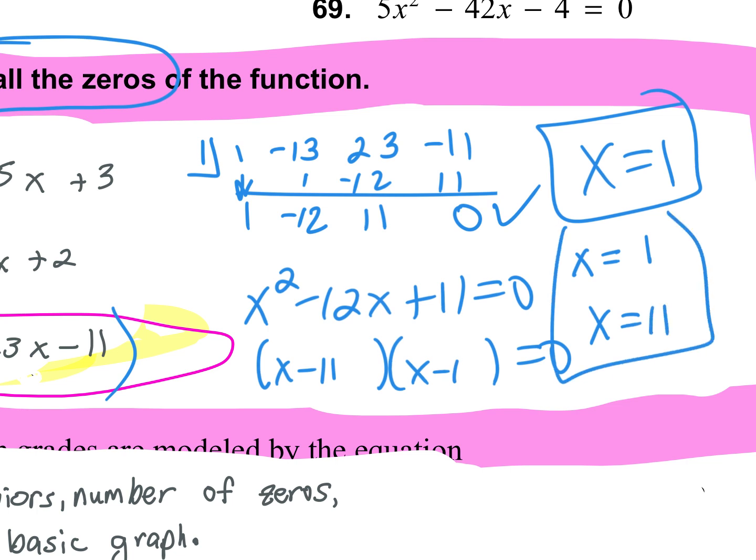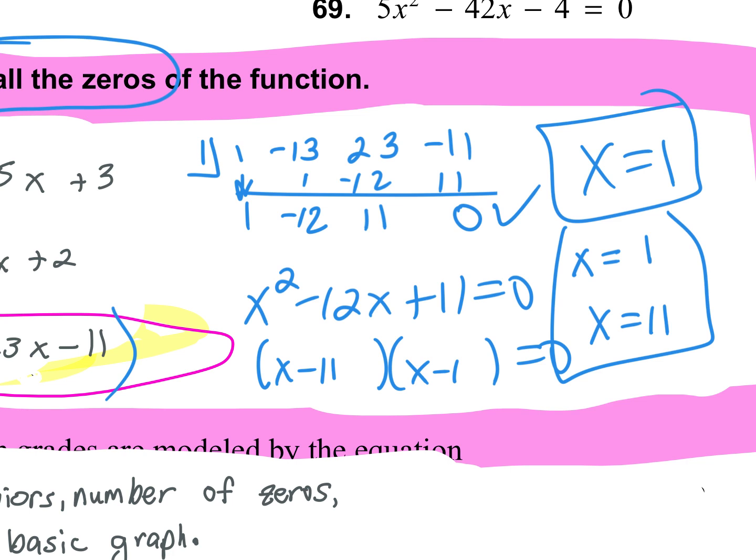Let's talk about our answers. How many answers do I have? 3. Tell me about them. Are they real, imaginary, what? They're all real. What do you notice about them? There is multiplicity. I have x equals 1 how many times? 2 times. Very good. So what does that mean for the graph?